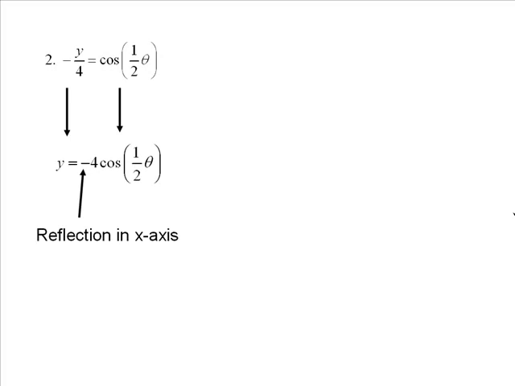The negative in front indicates a reflection in the x-axis, just like it did back before. And then the amplitude is 4. That is a vertical stretch by a factor of 4 about the x-axis. So this will be a fairly tall graph.